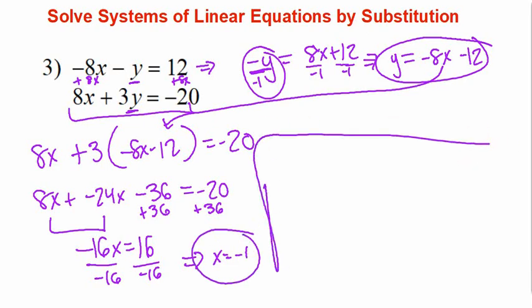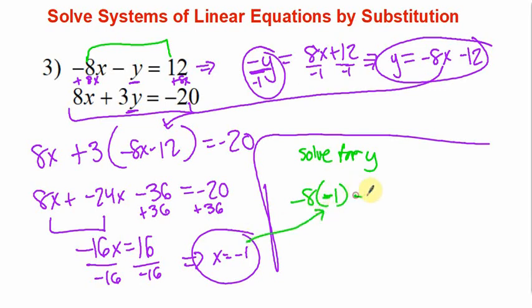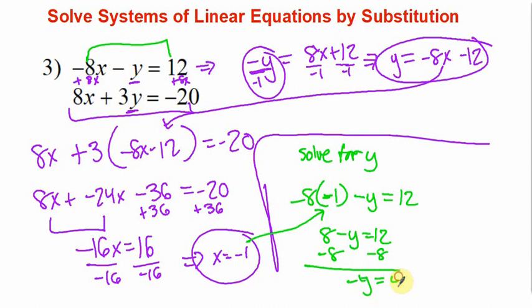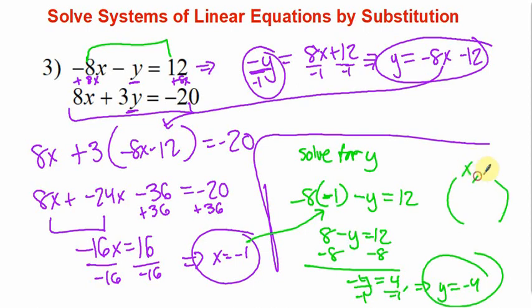Let's solve for y now. It doesn't matter where we plug it in. Let's just plug it into this top one right here. So negative 8x becomes negative 8 times negative 1, because we know x is negative 1. Negative 8 times negative 1 is 8, and if we subtract 8 from both sides, we get negative y equals 4. If we divide both sides by negative 1, we get y equals negative 4. So our final answer is x equals negative 1, y equals negative 4. And that's how you solve using substitution.